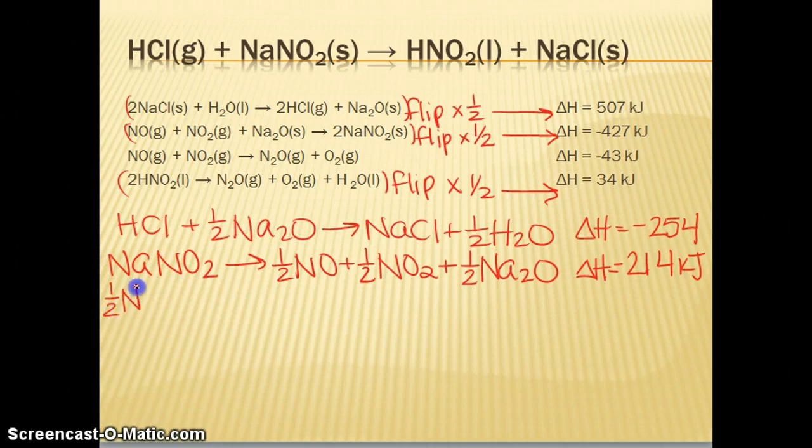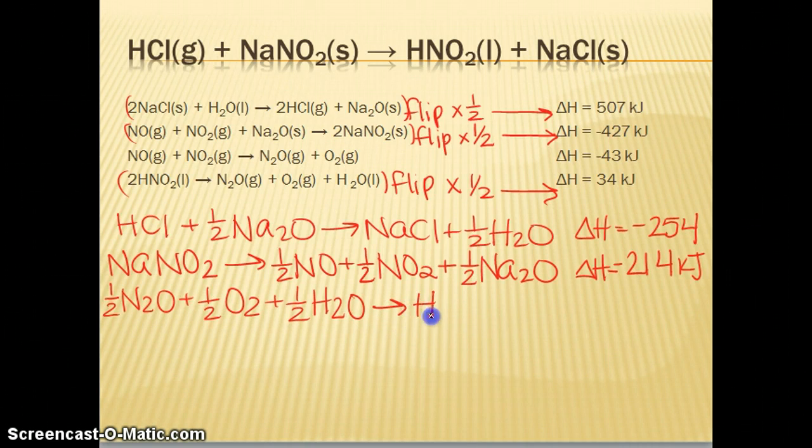And then our last one, flipping and multiplying by 1/2, we are left with 1/2 N2O. Doing that, we flipped it, so now it's going to have a negative sign, and we multiplied by 1/2. Okay, so now it's time to check out what's going on in this fourth step.